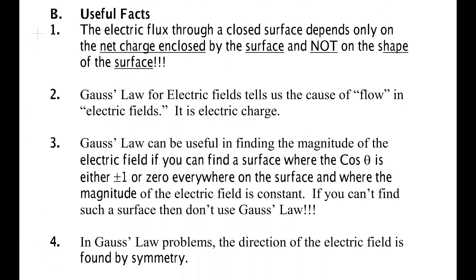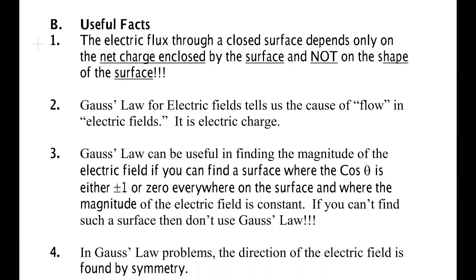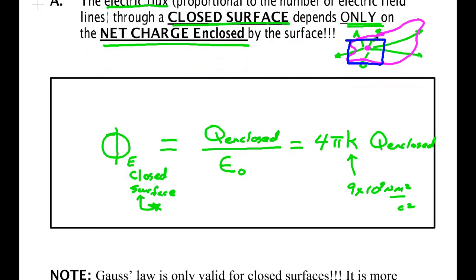So, useful facts that you should get out of Gauss's law. The electric flux through a closed surface depends only on the net charge enclosed, not the shape of the surface. So they'll give you different surfaces. Don't get messed up. Like I said, it doesn't matter about my blue box or my green box. Whatever the shape here, doesn't matter about the shape. It only matters about the charge inside to get the flux.